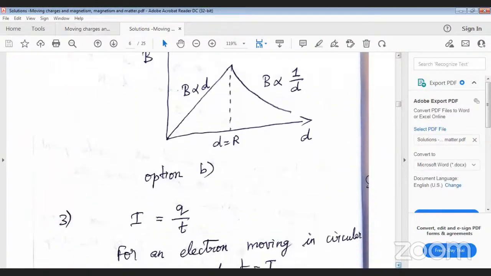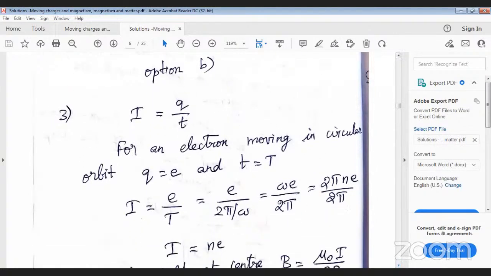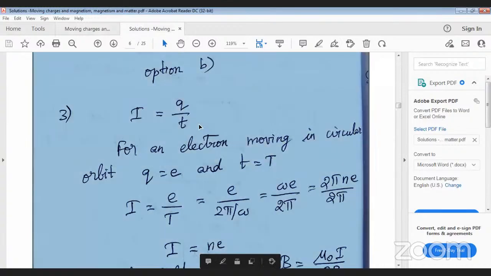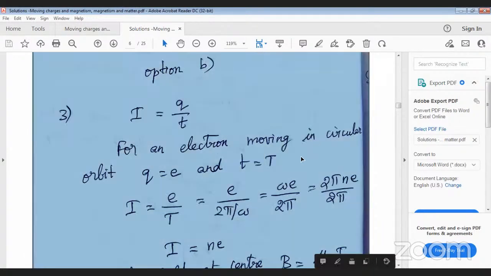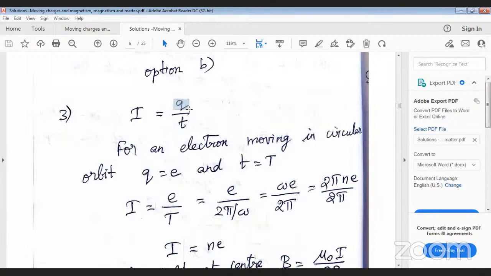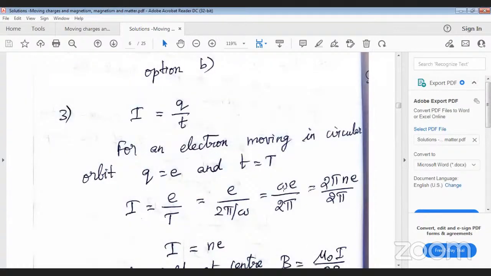And first of all, we need to calculate current I equals Q by T. Here Q is the charge of the electron, so Q equals e. And since it is a circular motion, the time T is given by the time period of revolution of the electron. So time period of revolution is represented as capital T. So I equals, instead of Q, I have to put e, and instead of T, I have to put capital T. And this time period is equal to 2 pi by omega for the circular motion. So this omega can be taken to the numerator: omega e by 2 pi.